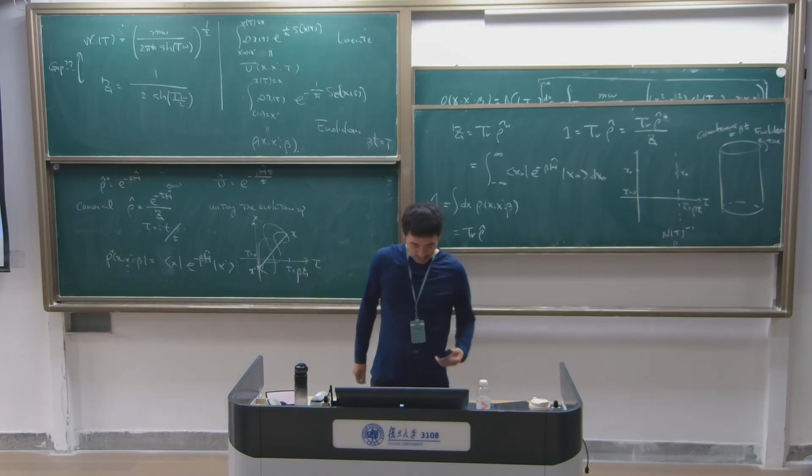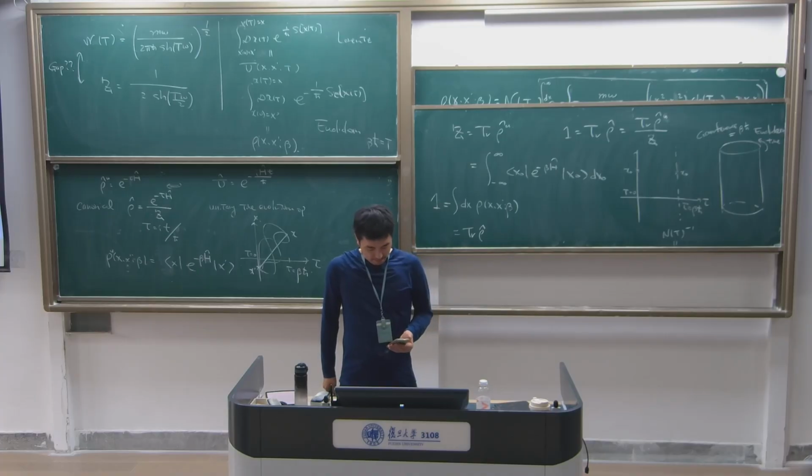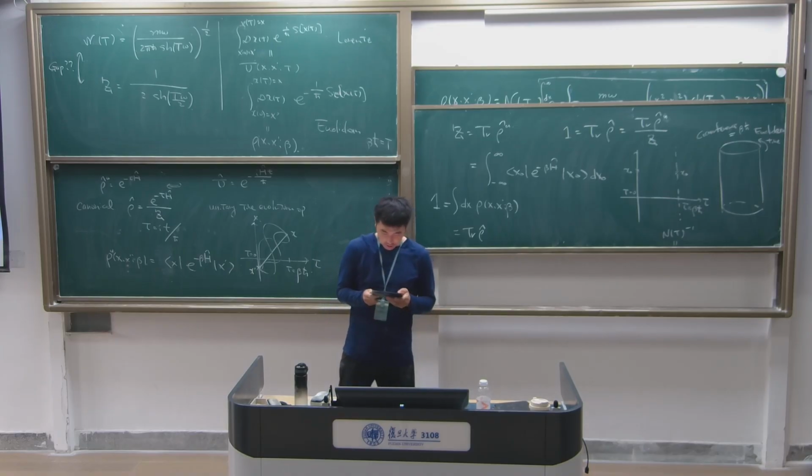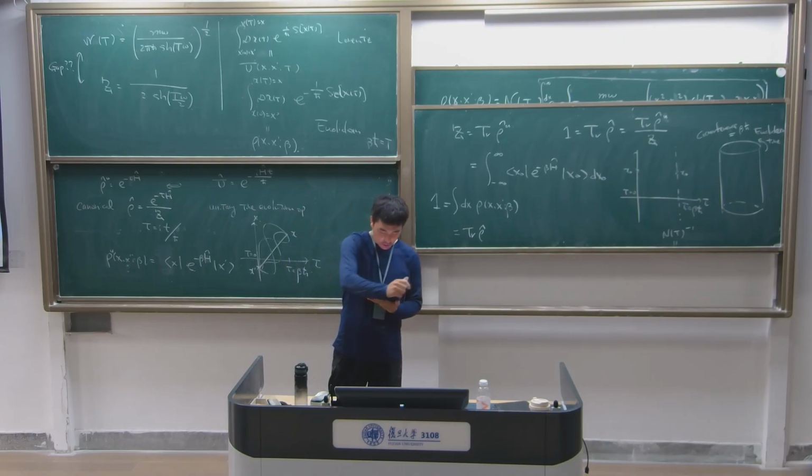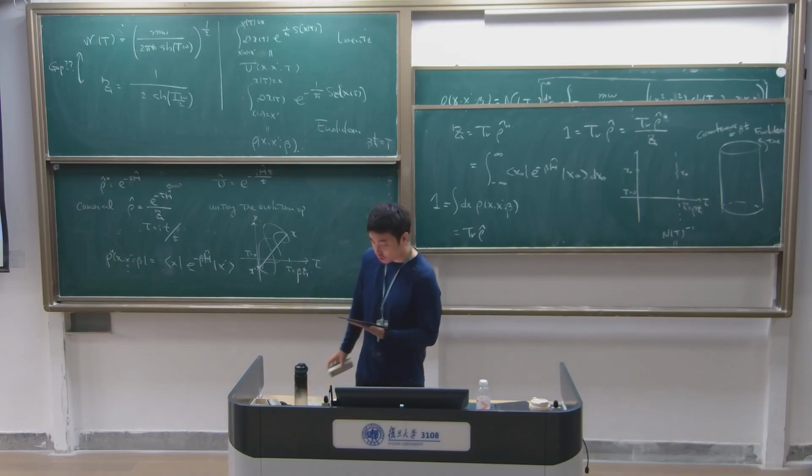Alright, so that's the key. So that's what I get with that. Any other question? Okay. So I will explain some other notion of reduced density matrix.